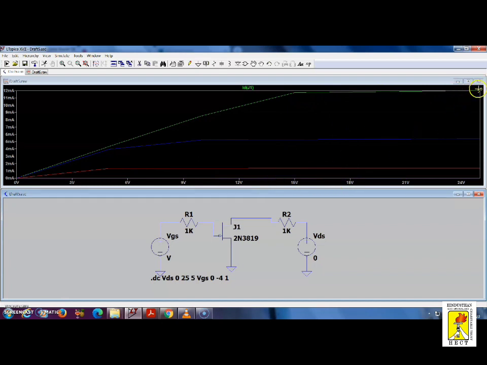After that, in some cases if we raise the VDS, breakdown may occur. Here we have not shown that. So this is about the drain characteristics of the field effect transistor. You can do the experiment practically. If this time you can't do it practically, you can simulate and submit your experiment results.